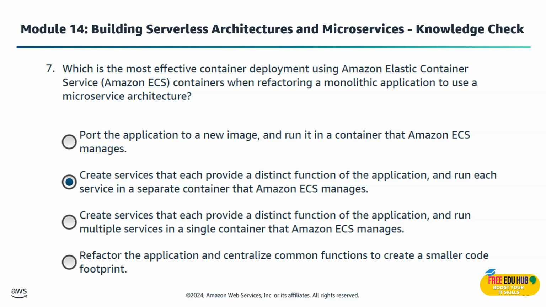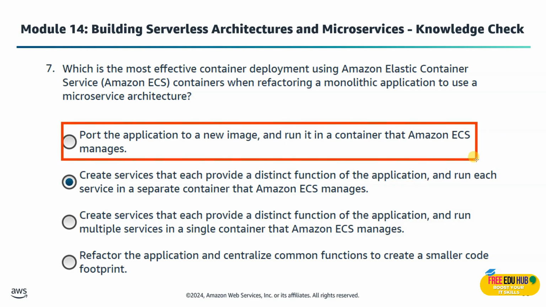In microservices architecture, each service handles one responsibility and runs on its own container. ECS manages these containers efficiently, giving isolation, scalability, and fault tolerance. So let's explore the first option, why we didn't select it, like port the application to the new image and run it in a container that Amazon ECS manages. That's just rehosting, not breaking into microservices.